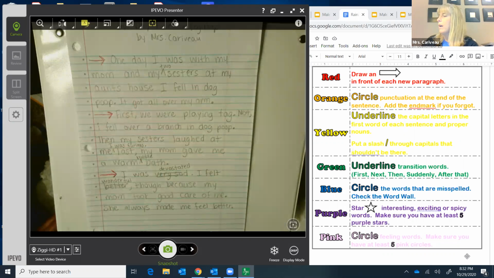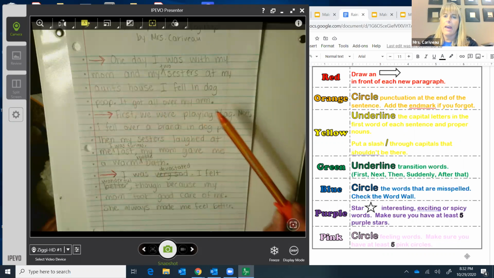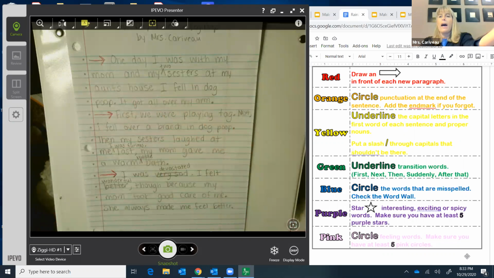Then I move on to orange, where I circle punctuation at the end of a sentence. Add the end mark if you forgot. So I might have forgotten some of my end marks. So what I need to do is make sure I read it out loud and hear where that punctuation goes. If it's there, I circle it. If not, I add it in.